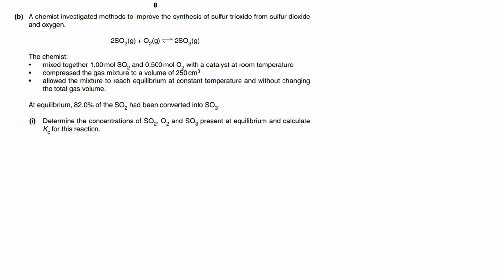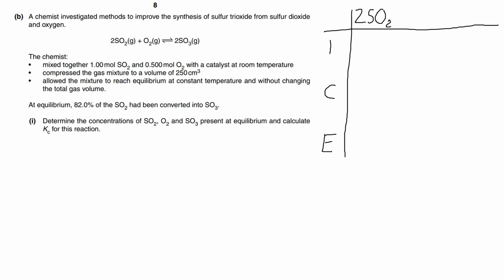Okay, so with this question, the first thing I would do is make an ICE table. So you've got I, which is the initial, you've got C, which is the change, and then you've got E, which is the equilibrium. And then you put everything else into the table. So you're going to have two lots of SO2 in the first column, one lot of O2, and then two lots of SO3.